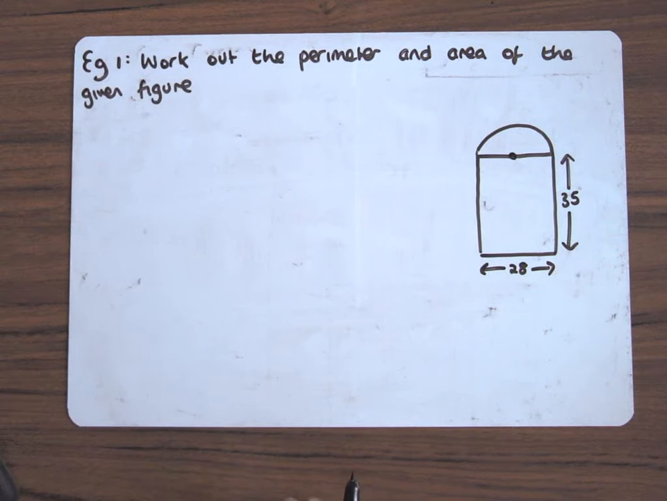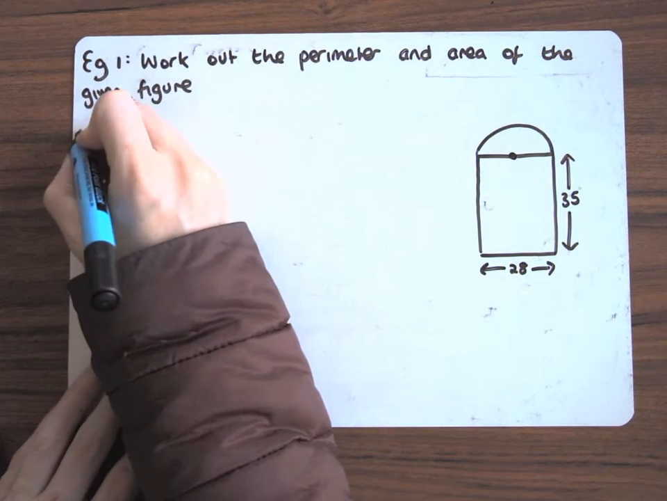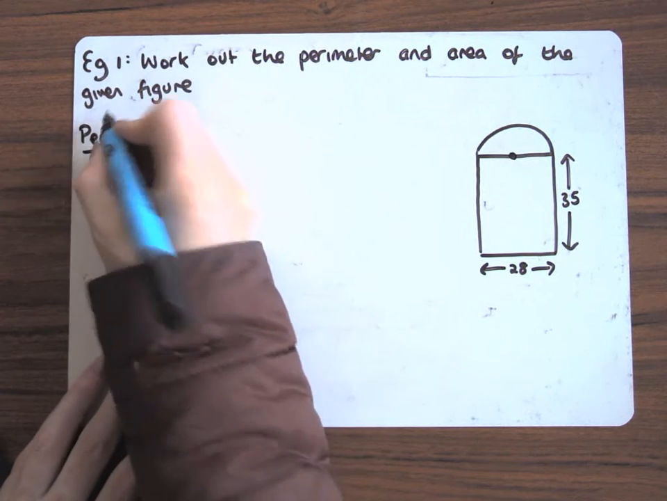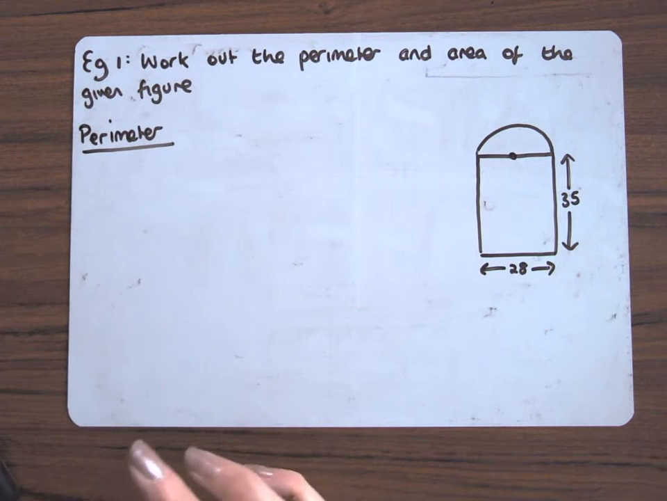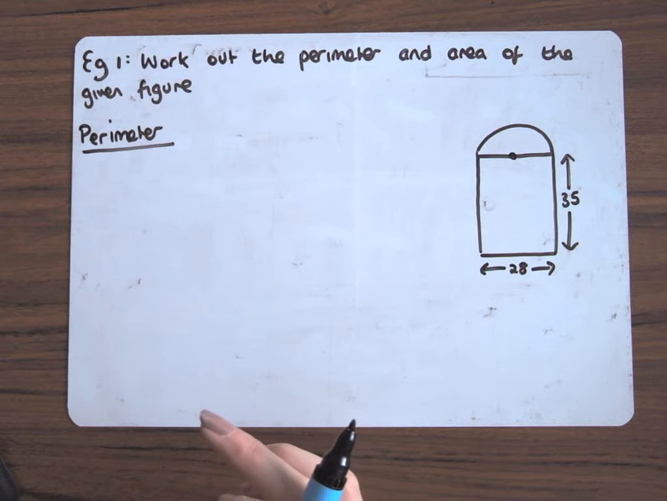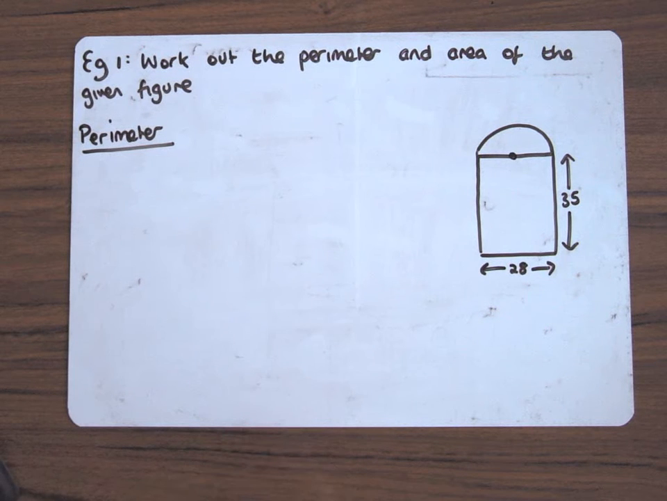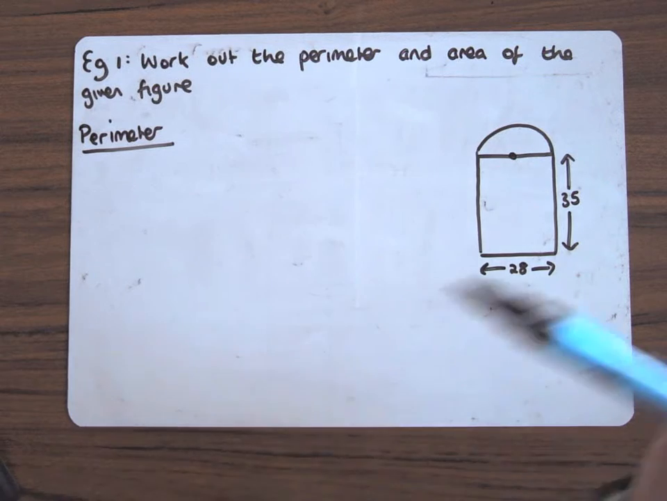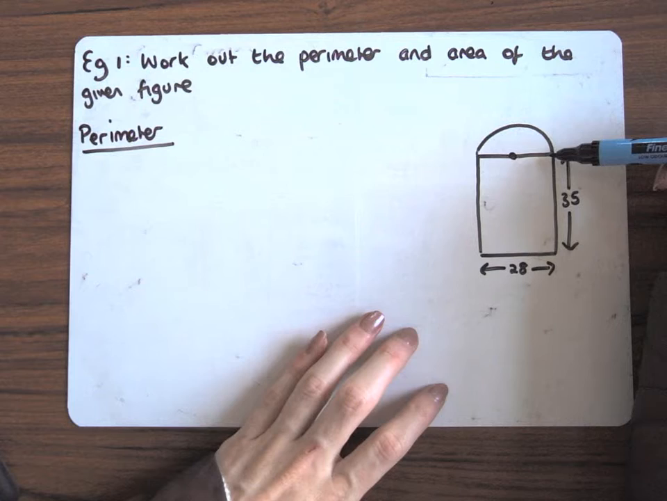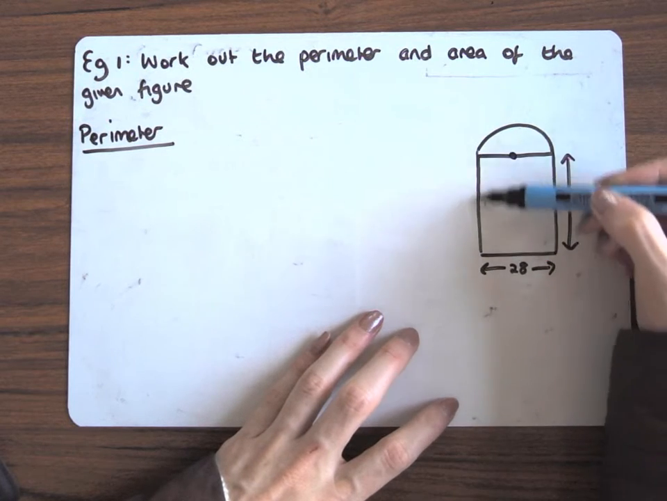Okay, work out the perimeter and area of the given figure. So we'll do perimeter first. Perimeter, we know, is all the outsides, don't we? Okay, so we'd have to get all the outsides from here to here, wouldn't we? As well as this, this, and this.